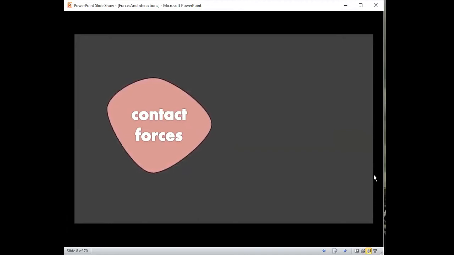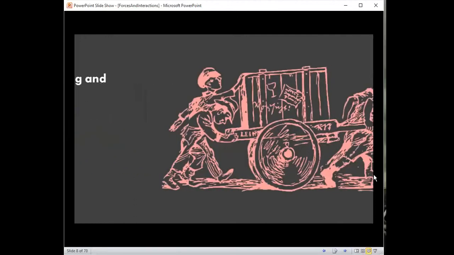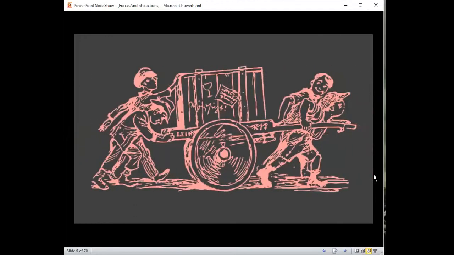Some of the most important contact forces, starting with the most common, is just direct pushing or pulling. Here we went over this example last time, these boys pushing and pulling this wagon. Everywhere there's either a push or a pull, there's a force. We can take these forces, line them head to tail, and then find the net force. And it's that force that's going to tell us how exactly this wagon will move.